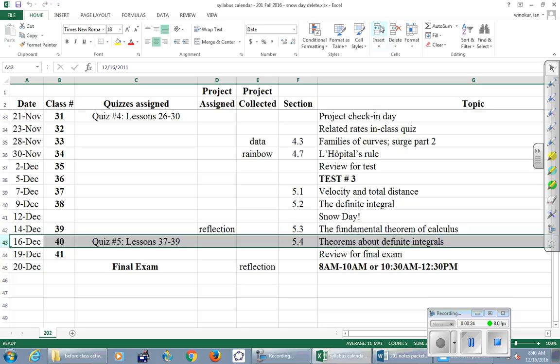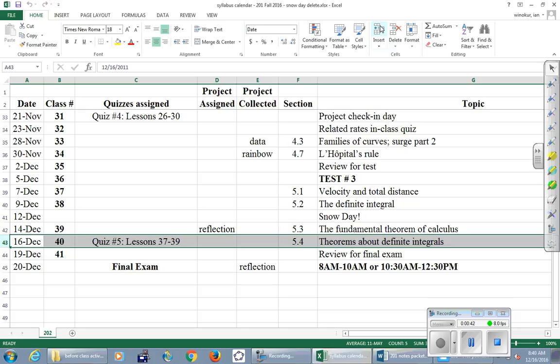Coming up on Monday is our review day for the final exam, which is scheduled for Tuesday. Again, our exam is on Tuesday, not a Monday, Wednesday, or Friday. 8 o'clock to 10 o'clock right here in this room. Also on Tuesday, the final project of the semester will be due. Any questions on the calendar?